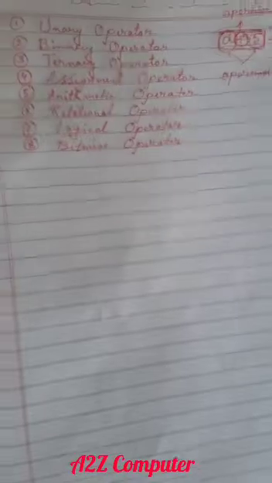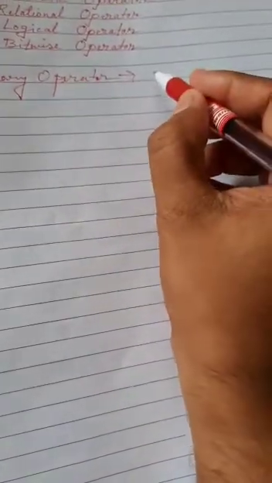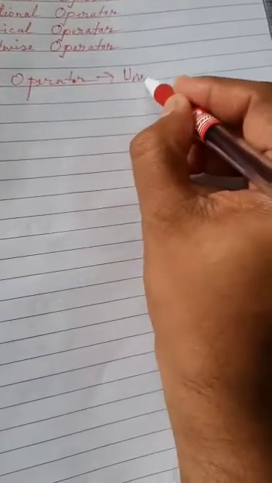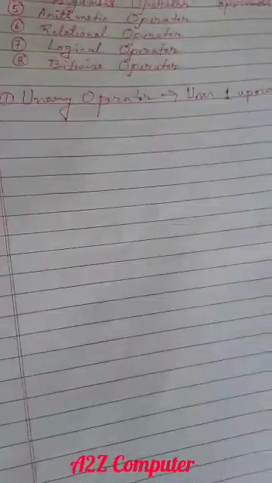Now what are the different types of operators? As you can see here, a total of 8 operators are listed. One by one I will discuss. First we start with the unary operator. What is a unary operator? In a unary operator, the total number of operands is 1, only 1. Unary operator works with only 1 operand.